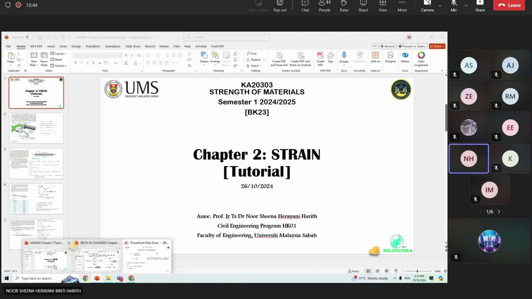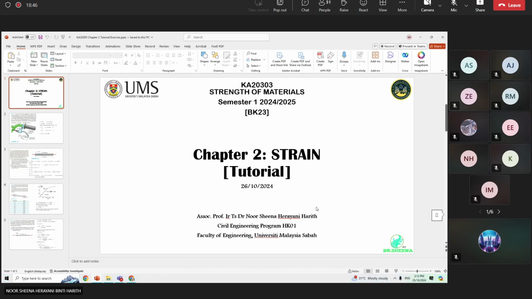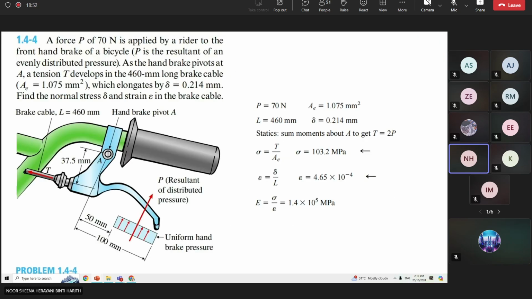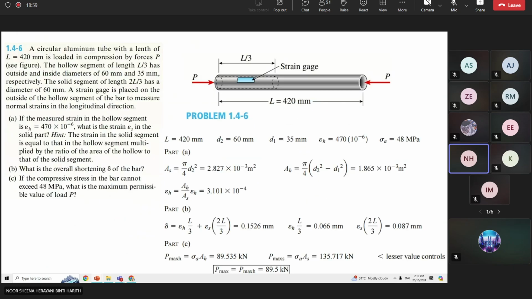Okay, now we move to the tutorial question that I provided you yesterday. This one we already covered and discussed during the class, so no need to repeat it again. So this is the second question from the class yesterday. This is the question about an aluminium tube.